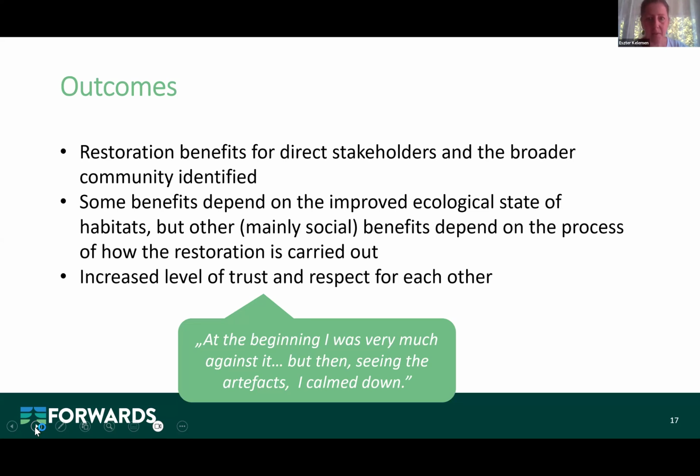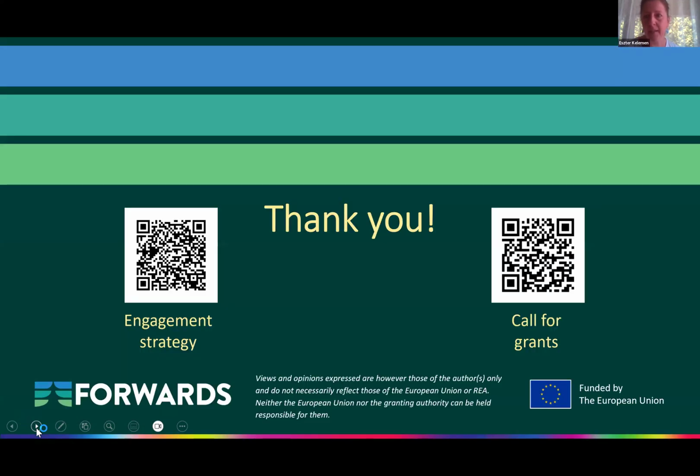And there you see a quote from one of the most harsh opposers of the restoration project, who said at the end of the day that, yeah, at the beginning I was very much against it, but then seeing the artifacts, I calmed down. So really it was not just talking about it, but seeing it, and then almost everything could be solved. So that was from my side, I think, for today.